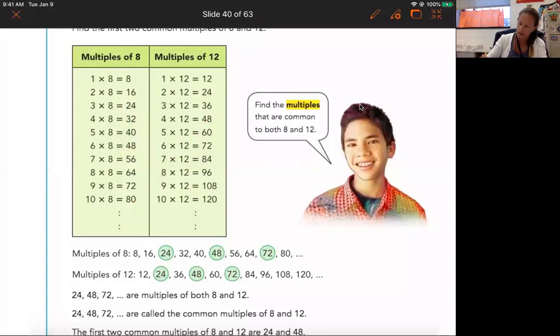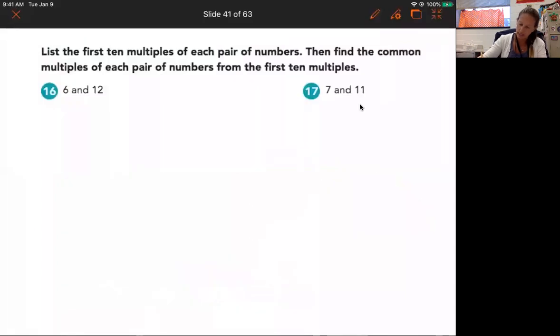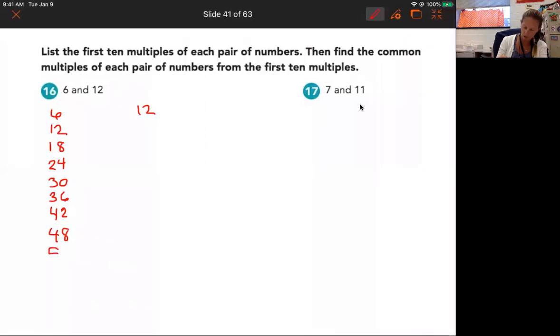Okay, let's move along. So here, my directions are: list the first 10 multiples of each pair of numbers, then find the common multiples of each pair of numbers from the first 10 multiples. So first, you need to list your multiples for 6 and 12. Well, I know 6, 12, 18, 24, 30, 36, 42, 48, 54, and 60.